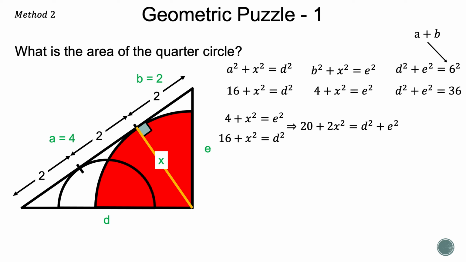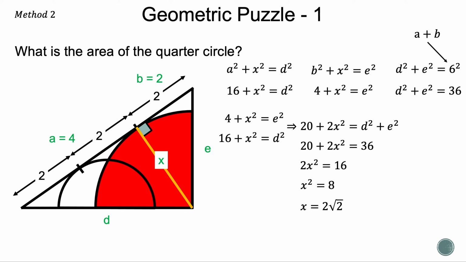Let's substitute 36 into our added equation. Now we have 20 plus 2x squared is equal to 36. Let's subtract 20 on both sides, and now we have 2x squared is equal to 16. Let's divide both sides by 2, and now we have x squared is equal to 8. Let's square root both sides, and now we have x is equal to 2 square root of 2. What does x also represent?